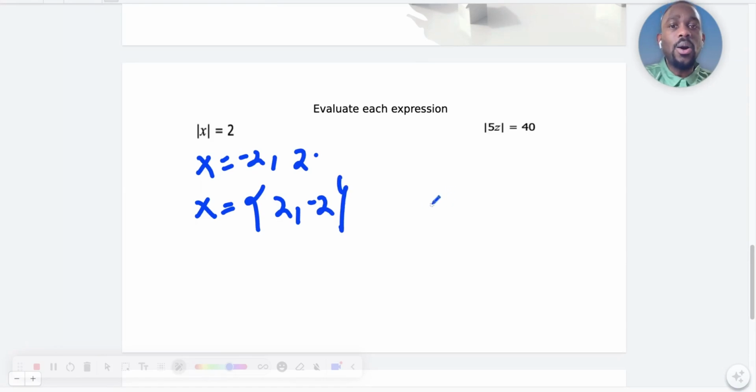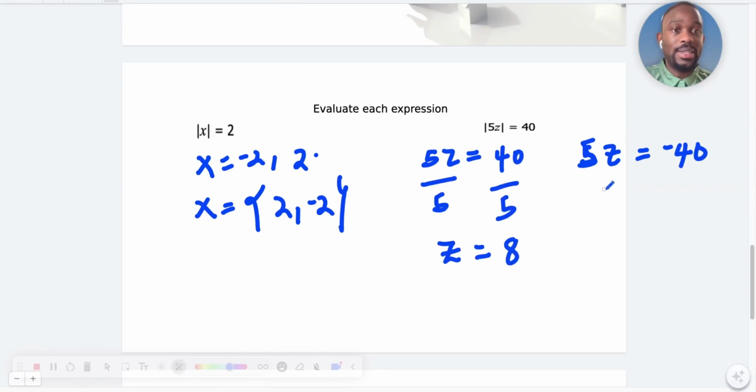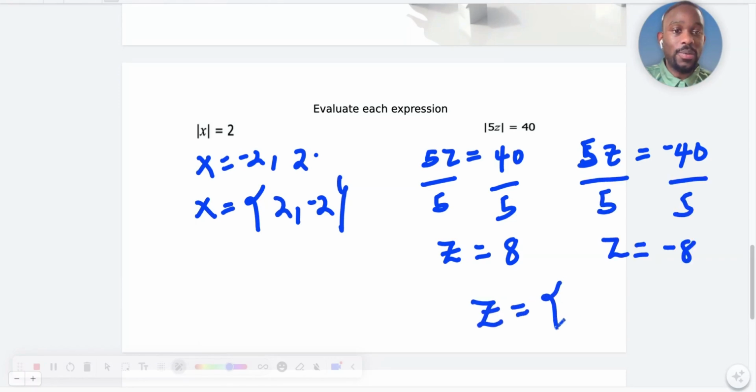So the trick is always to make sure that whatever is in the absolute value symbol is alone, like it shouldn't have a coefficient, right? Here it's alone and here it's alone. So let's look at the absolute value of 5z equal to 40. What does that mean? This means if I get rid of this absolute value symbol, 5z can equal positive 40, and also 5z at the same time can equal negative 40, right? To get z alone in these equations, the solution set of z is 8, negative 8. That's how we're going to be working them out, right?